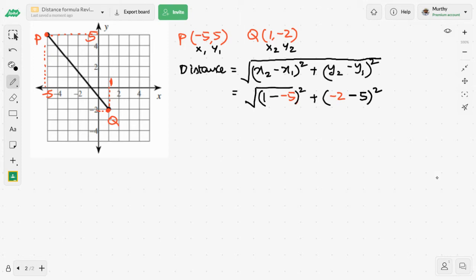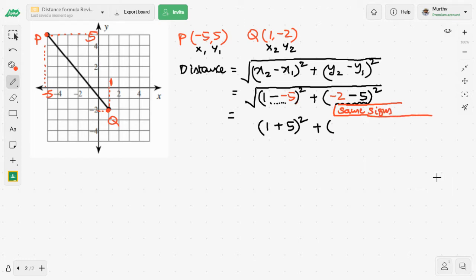Again, computing with integers is slightly tricky. Remember one thing: when two signs occur side by side, you multiply the signs, negative of negative gives me positive. So 1 plus 5 square plus, I see that these two values have the same sign. Please remember that if two integers have the same signs, you add them. Same signs means a very simple point to remember: add the values and keep the same sign for the answer. So negative 2 and negative 5, if I add I'll get 7, and it's going to be negative 7 whole square.